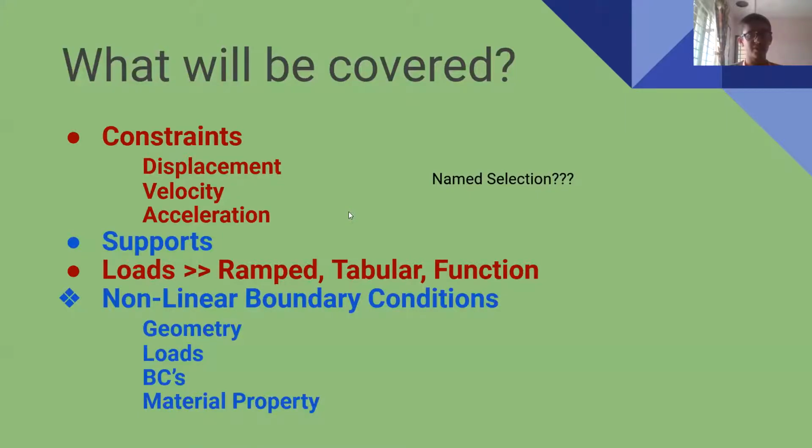What will be covered in this video: we'll cover constraints, some different kinds of constraints which we have. We'll have displacement, velocity, acceleration. Then we have supports, different kinds of support such as fixed support, frictionless support, etc. Then in loads, we have ramp load, tabular load, or we can apply some function. Then we have non-linear boundary conditions.